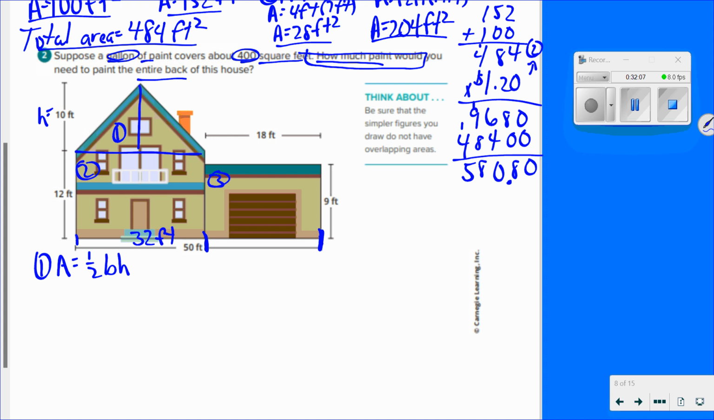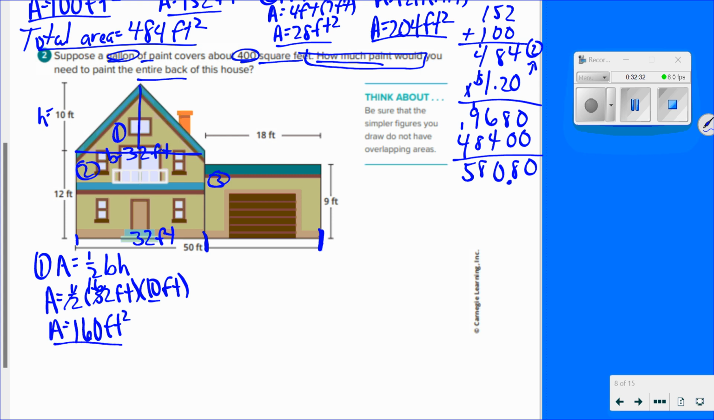Well, because this is a rectangle, my base here is also 32. So now I can put my numbers in the formula: 1/2 of the 32 times the 10. I love multiplying by 10, so I'm going to take 1/2 of the 32 and make that a 16. 16 times 10 gives me 160 square feet.